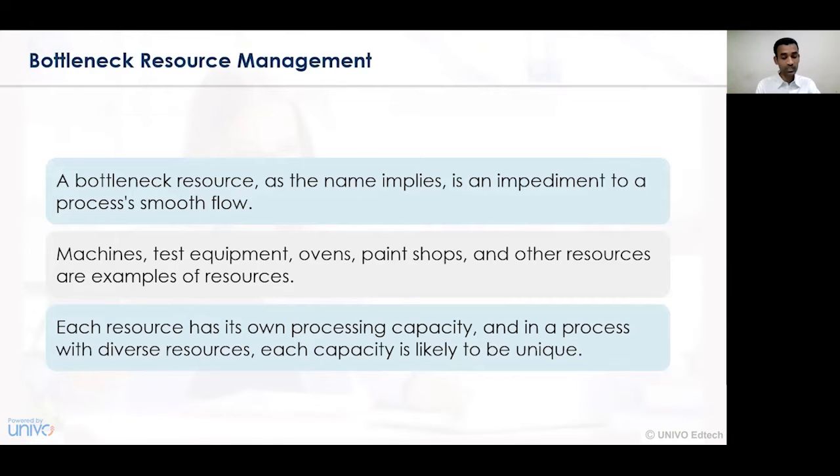Each resource has its own processing capacity, and across diverse resources, each capacity is likely to be unique. Depending on each type of resource, its performance, its capacity, and its work order considerations are completely different, and based on those considerations we can identify whether the resources can be managed effectively or not. If these resources are not being managed effectively, then we can identify the presence of a bottleneck, and the resource management is not effective.